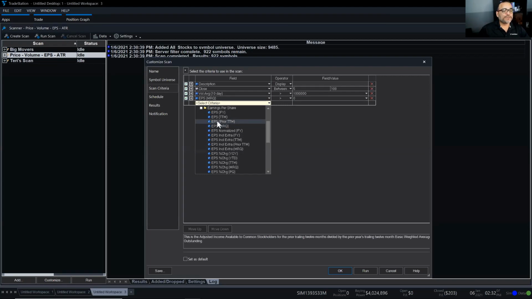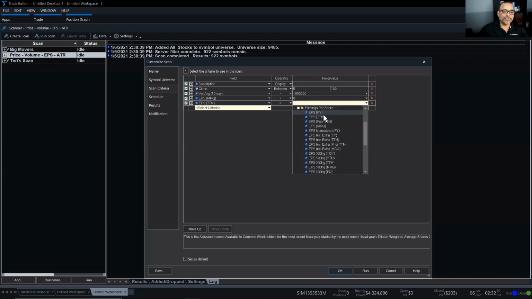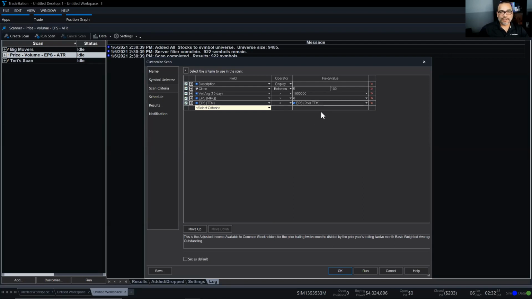I'm going to use the earnings per share of the trailing 12 months, TTM, and I want that to be greater than the earnings per share for the prior trailing 12 months. So not only do I want increasing earnings from one year to the other, but I also want the most recent quarter to be positive earnings. Let's run this.